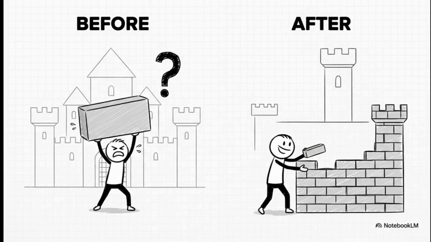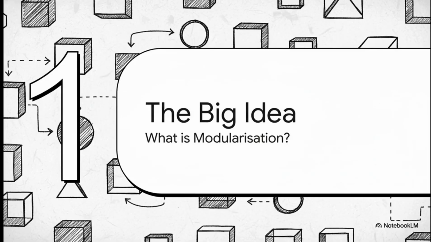Think about it. You wouldn't build a giant castle out of one single massive piece of stone, right? No way. You'd use small, simple, easy-to-handle bricks. And that right there, that's the core idea we're going to unpack for programming today. Now, this whole building with bricks approach, it actually has a formal name. It's called modularization. So let's break down what that really means.